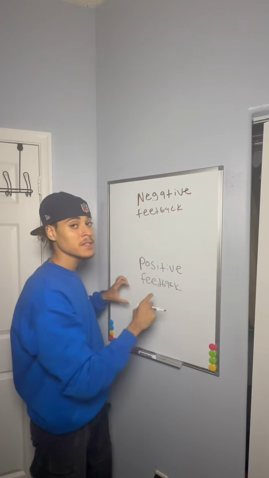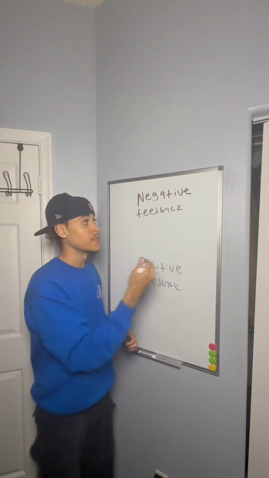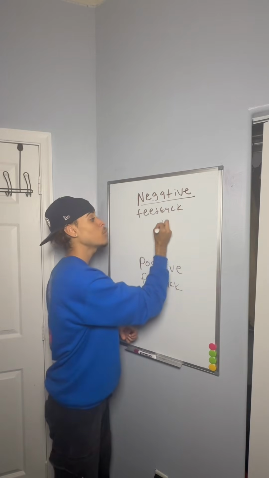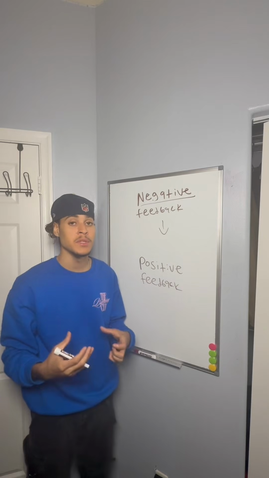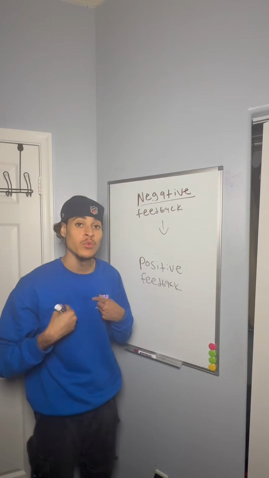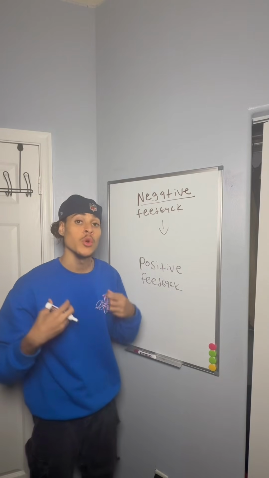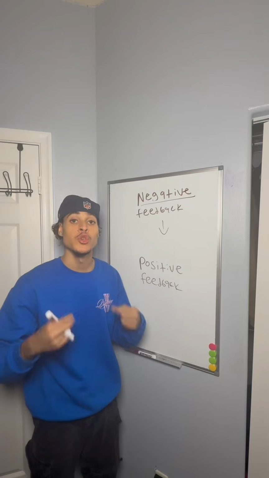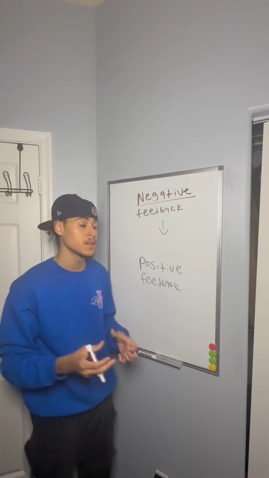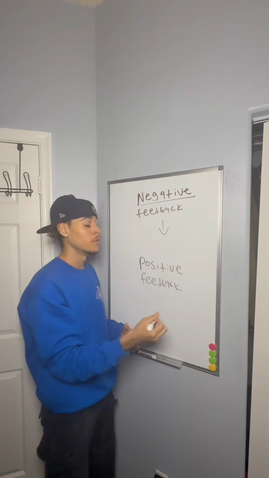Negative feedback versus positive feedback in the simplest way. With negative feedback, look at negative. This is going to be bringing down or reversing the stimulus to bring you back to internal stability. For example, if you get really hot, you are going to sweat so that you can cool yourself down to bring you back to your normal temperature base. So negative, decreasing or reversing.